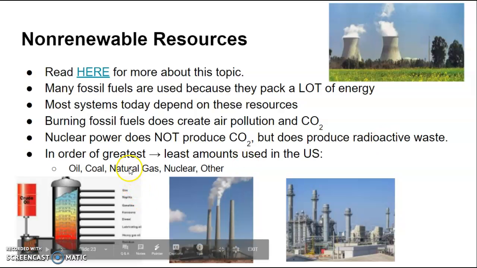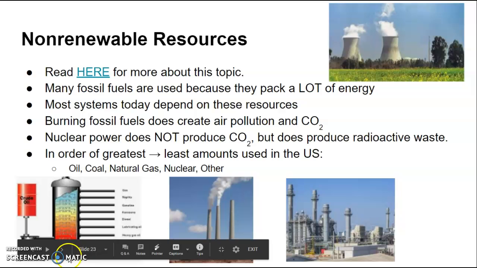So in order of greatest to the least amounts used in the US, this is what we have: oil, coal, natural gas, nuclear, and then other. So I tried to get a picture of each one. I have oil, a coal plant, a natural gas plant, and then what appears to be a nuclear reactor plant.